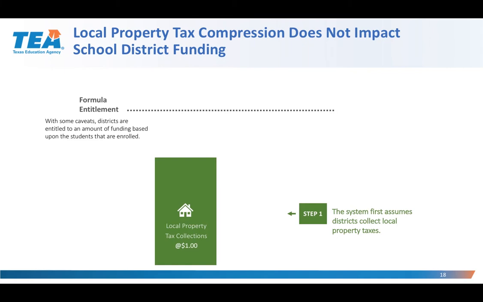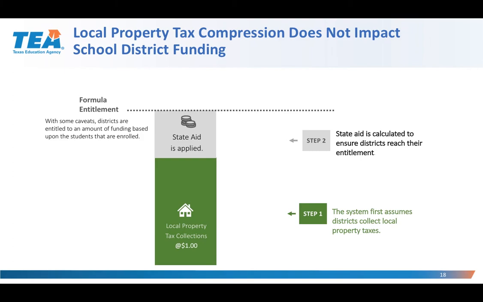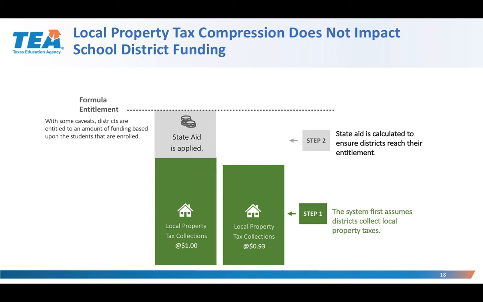Then we calculate what the district can raise from their local property tax collections. This illustrates what the district would be able to raise at $1. And then the state aid comes in to fill the gap. So what happens when we compress your Tier 1 tax rate and it goes down to 93 cents? The property tax collections are smaller, but it is replaced dollar for dollar by increased state aid. It's just making sure that districts once again get up to their entitlement. There's no cost to the district for compressing their Tier 1 tax rate. The state is making up the difference.